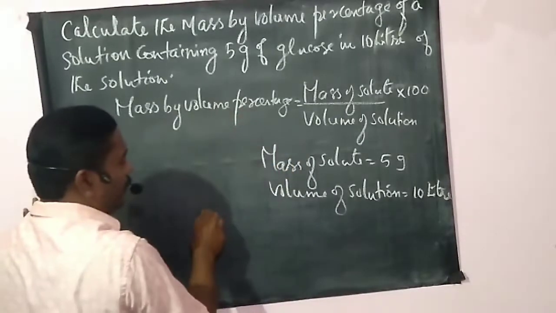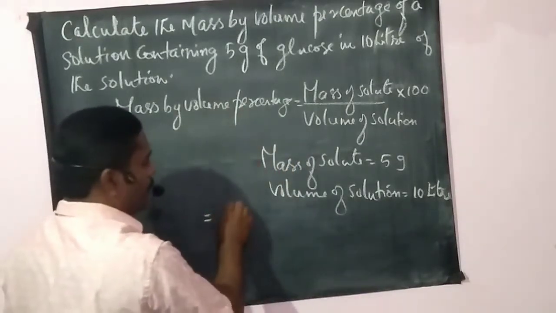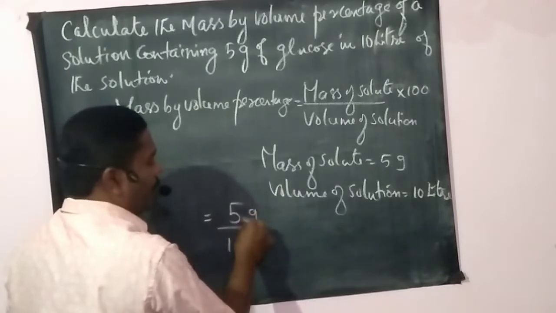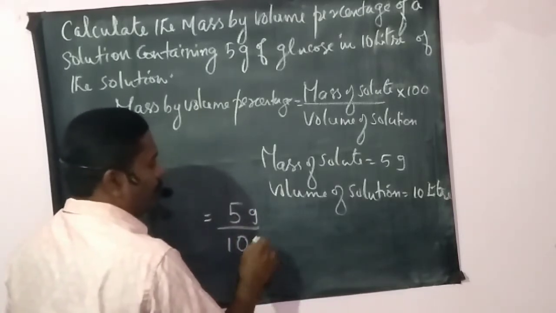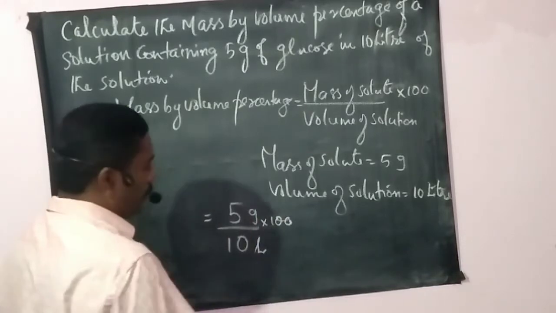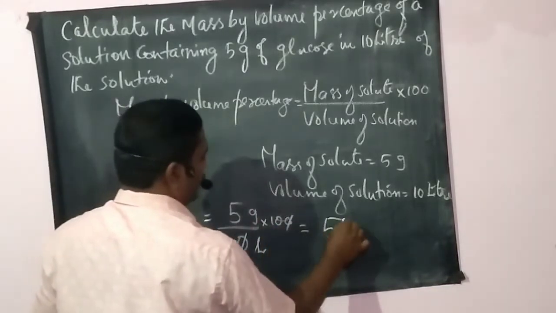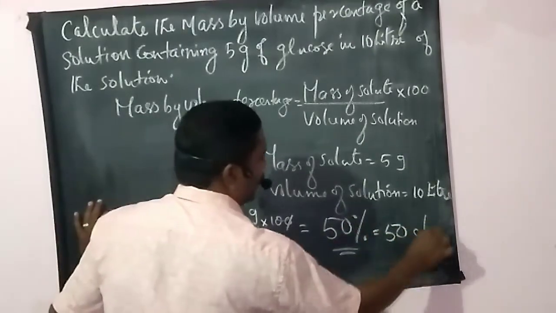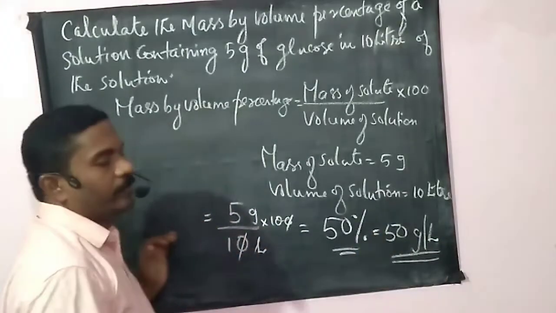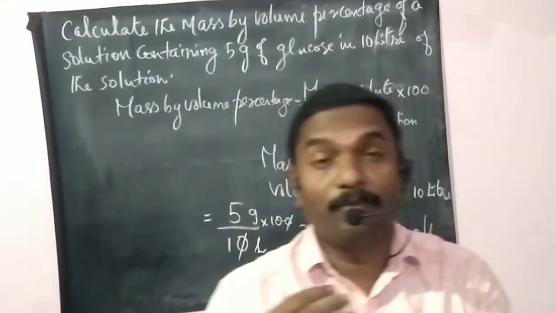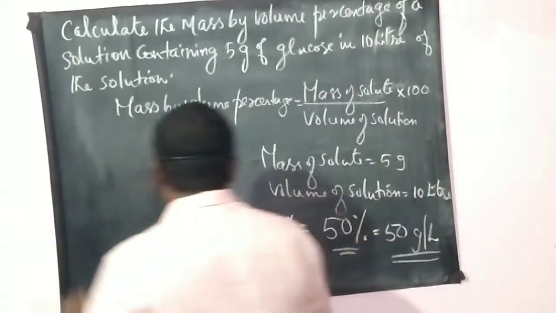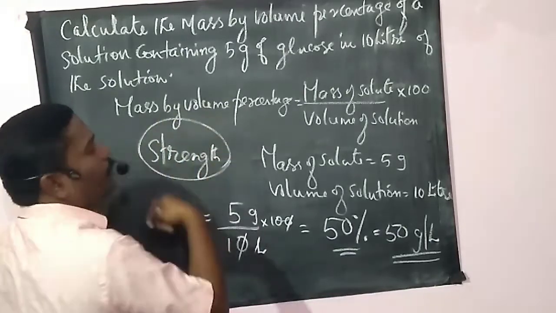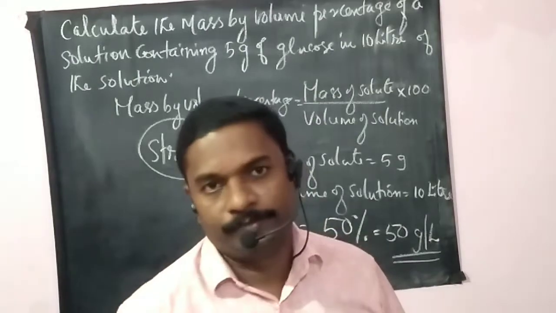So, mass by volume percentage is equal to mass of solute 5 gram by volume of solution 10 liter, 5 gram by 10 liter into 100. So, answer will be 50 percentage or 50 gram per liter. Here the mass by volume percentage is also known as the strength of a solution. What's the term? Strength of a solution. Okay.